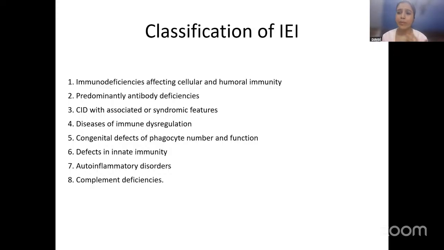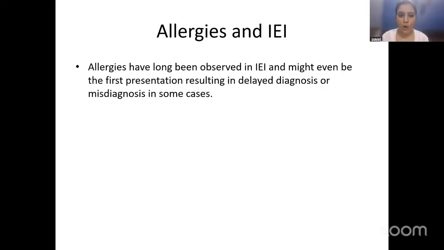You know, the defect could be anywhere: macrophages, B cells, T cells, complement, all of them, some of them, two of them. And probably what my topic is, is that a lot of them may actually present as allergies. So how many patients are there who may actually be presenting with allergies and they have got PIDs?